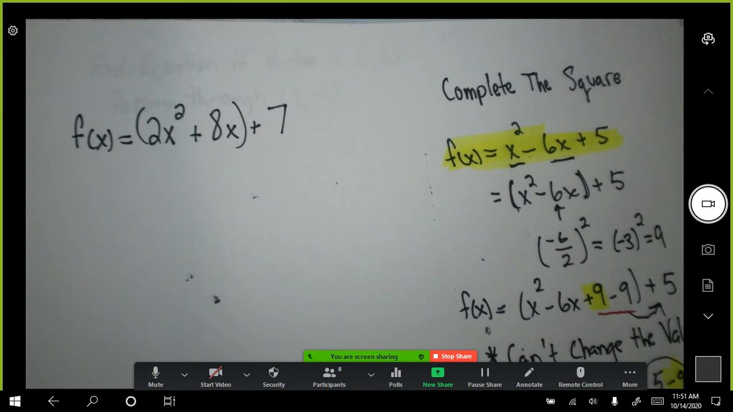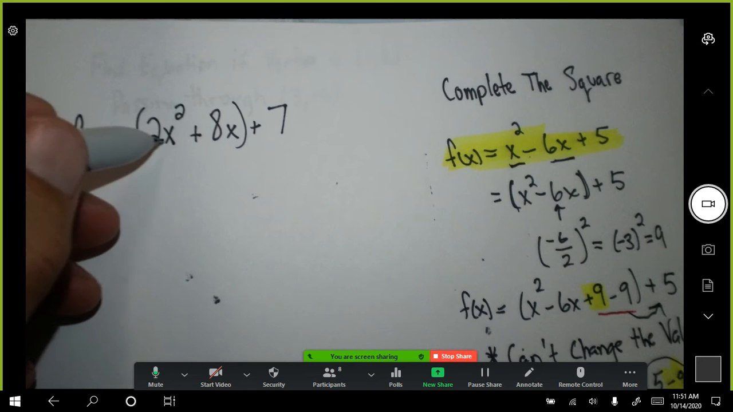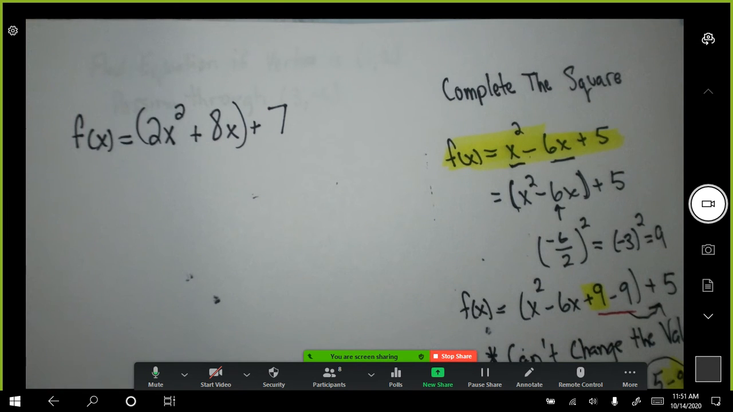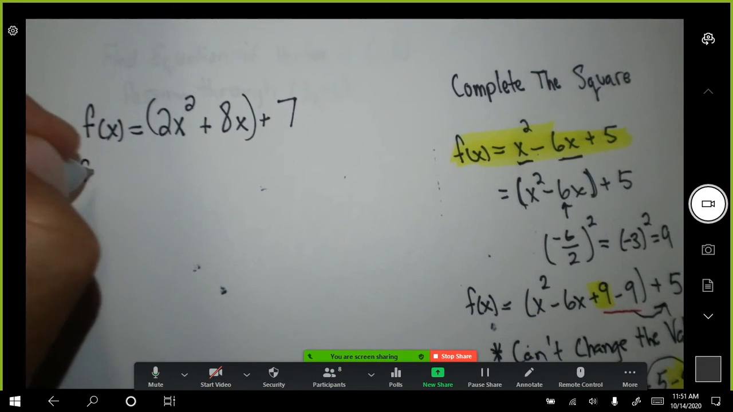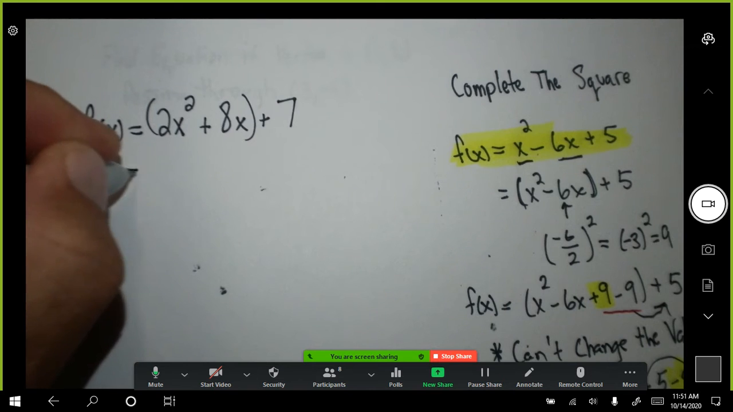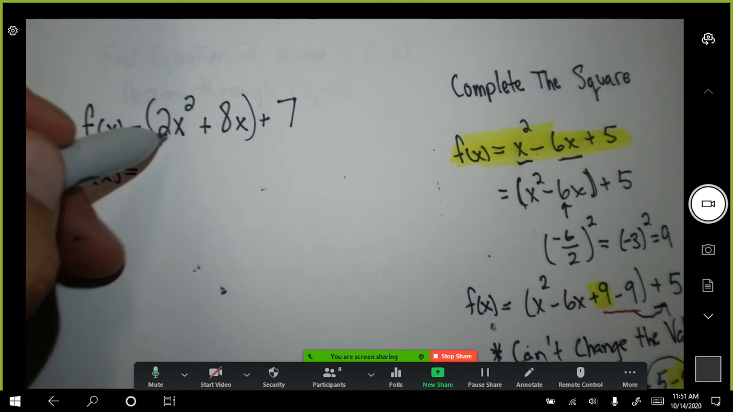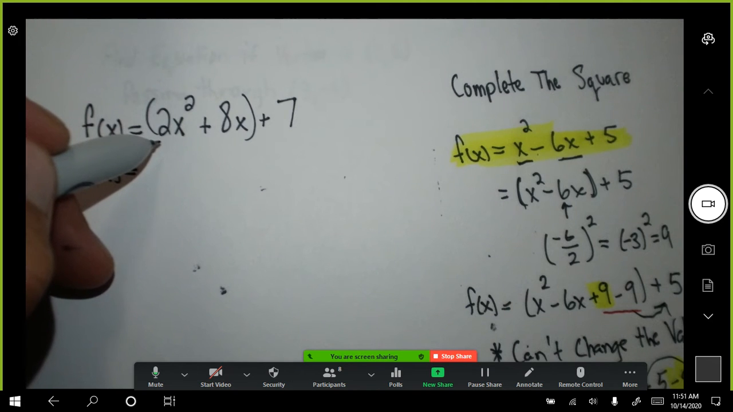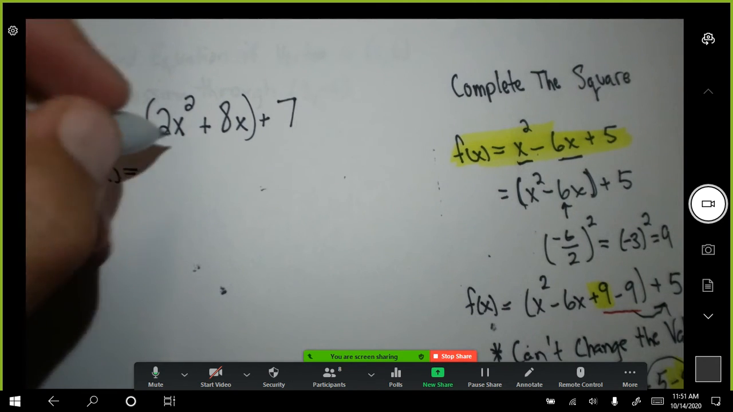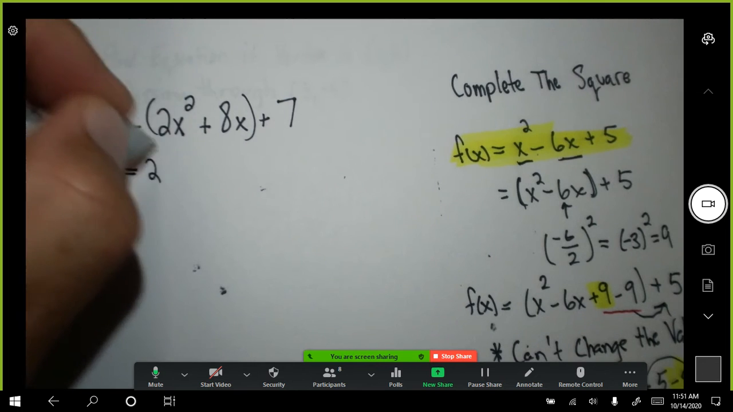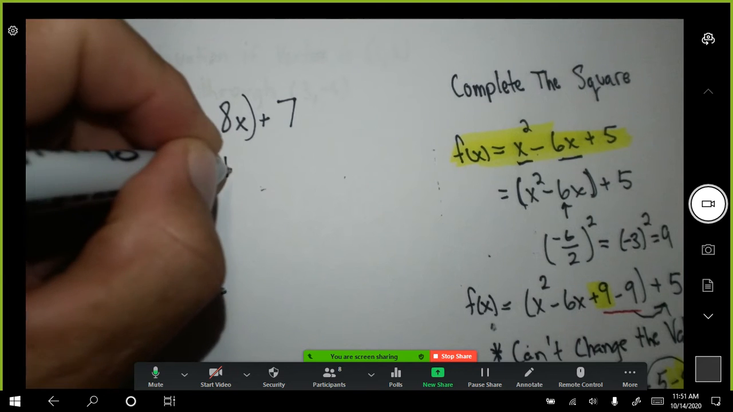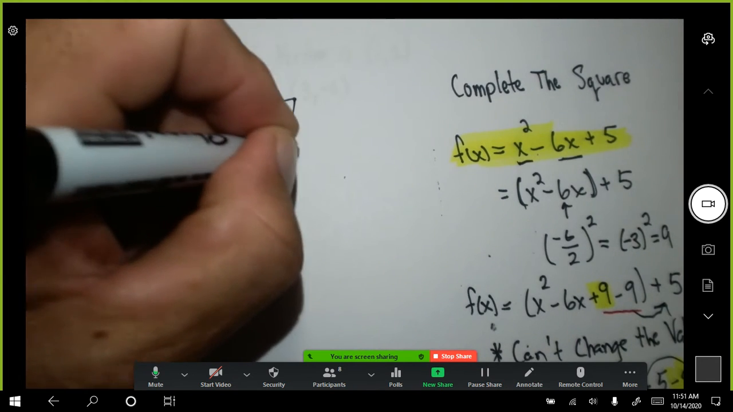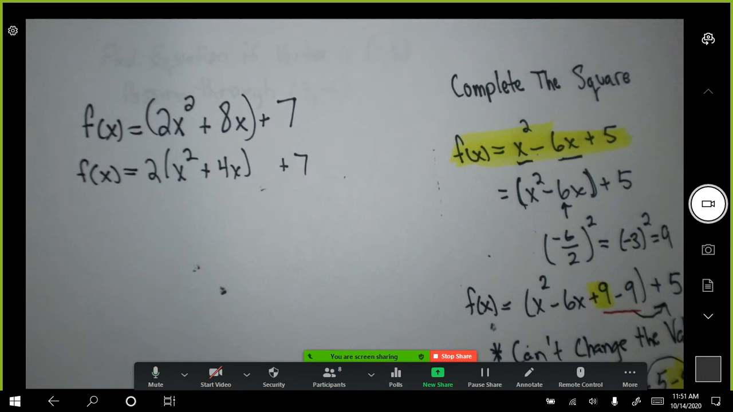Before I can complete the square, I've got to have an understood 1 in front of the x squared. So I'm going to put in parentheses the x squared and the x term, and then factor out whatever number's in front of the x squared. If it's negative, I would factor out a negative. If it's positive, I'd factor out a positive. That's a positive 2. And I'm only going to factor it out of these two, which would leave me x squared plus 4x, and then I still have this plus 7 out here tagging along.